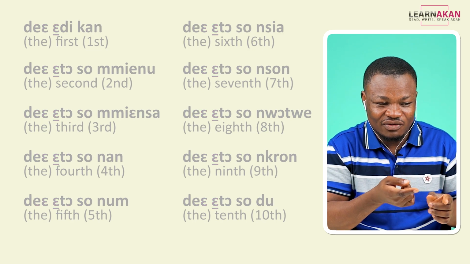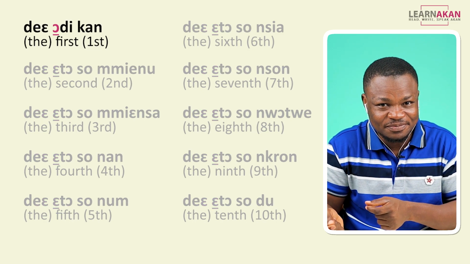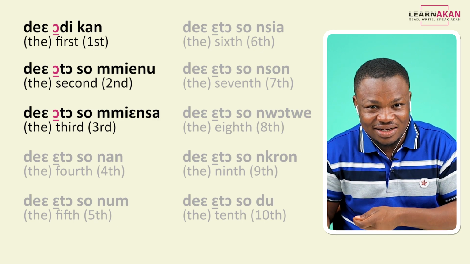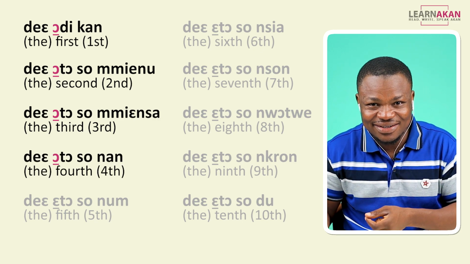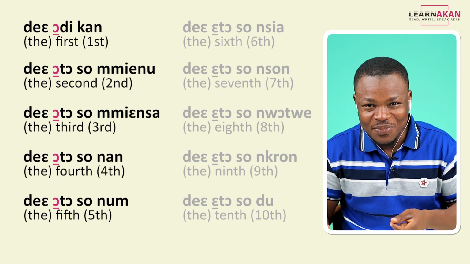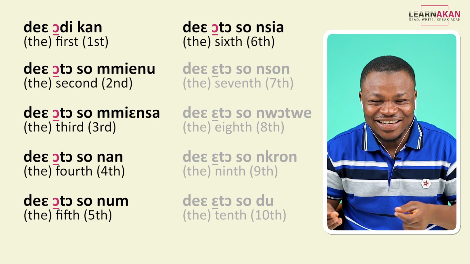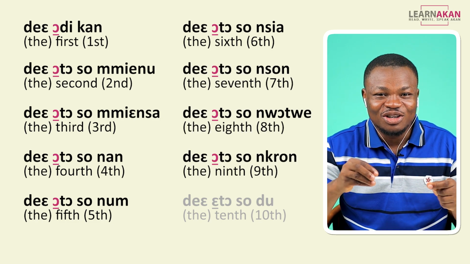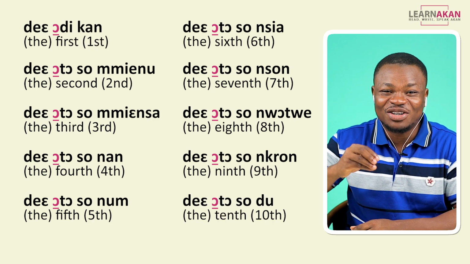Okay? So we have deɛ odi kan, deɛ ɔtɔ so mmienu, deɛ ɔtɔ so mmiɛnsa, deɛ ɔtɔ so nan, deɛ ɔtɔ so num, deɛ ɔtɔ so nsia, deɛ ɔtɔ so nson, deɛ ɔtɔ so nwɔtwe, deɛ ɔtɔ so nkron, and deɛ ɔtɔ so du.